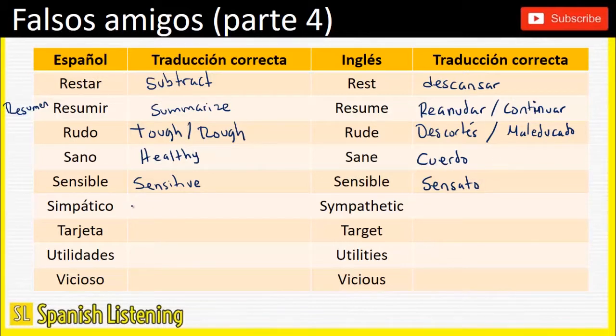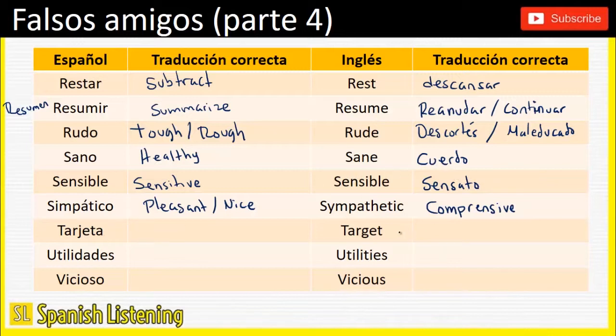Okay, next up we have simpático and sympathetic. Not the same. Simpático is a person who is nice, who is pleasant. So we can put here pleasant, nice. It's usually used to describe people who are friendly and whose company you enjoy. And sympathetic is more like comprensivo. So it's a person who understands your needs and is empathetic, things like that.